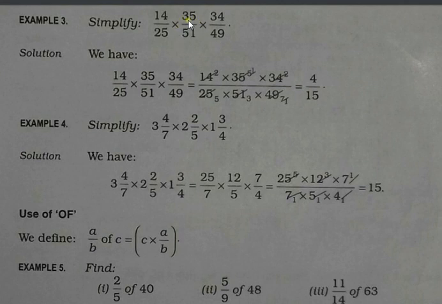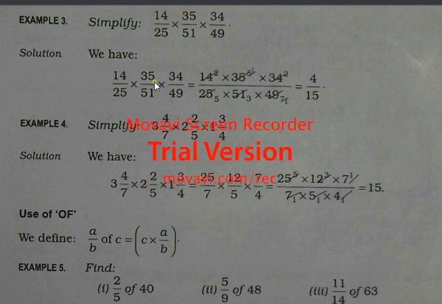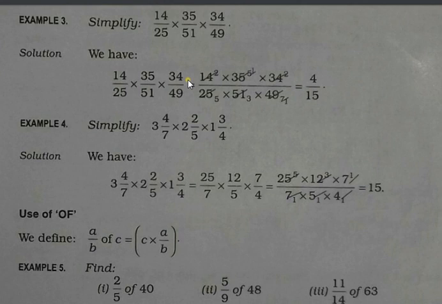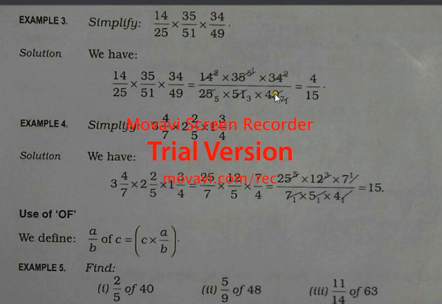14 by 15 into 35 by 51 into 34 by 49. Solution: we have 14 by 25 into 35 by 51 into 34 by 49. When these are multiplied, all numerators are multiplied, keeping the product at the top, and all denominators are multiplied. You can see 14, 35, 34, and here 25 into 51 into 49.